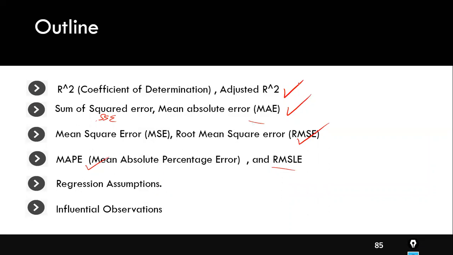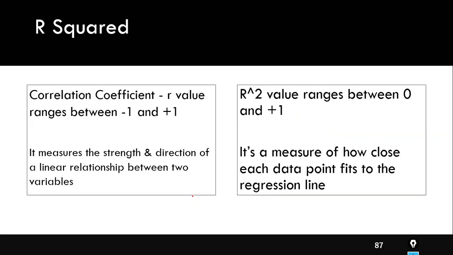In addition to these metrics, we will be validating the linear regression model assumptions. We will also check whether there are any observations or records which are influential. By excluding those influential observations, we will refit the model and see if the model performance is really better. If the model performance goes up after excluding them, those records are influential observations, so we need to exclude them. First we will start with understanding what R squared is.